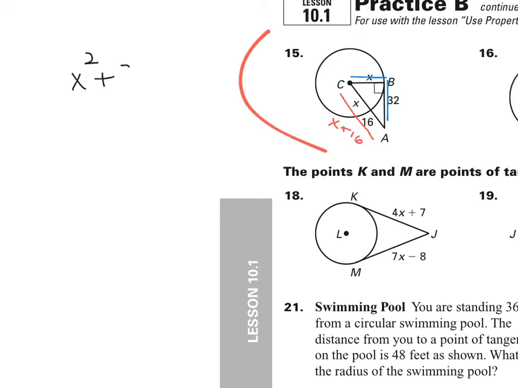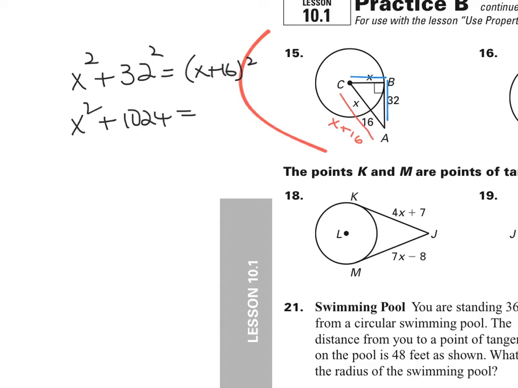X squared plus 32 squared equals x plus 16 squared. This is where we're going to have to FOIL. You will not have to factor anything on this quiz because the x squareds are going to cancel. But just know that maybe for the test we will. We'll go ahead and square the 32, and 32 times 32 is 1,024.